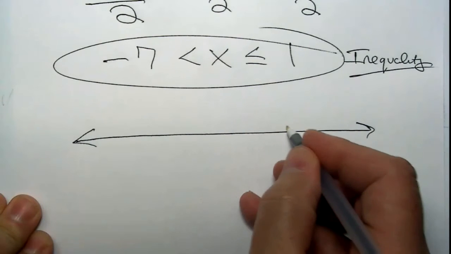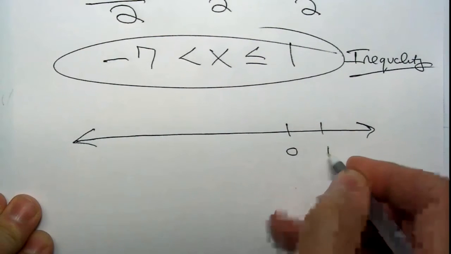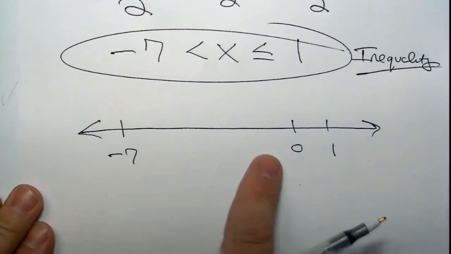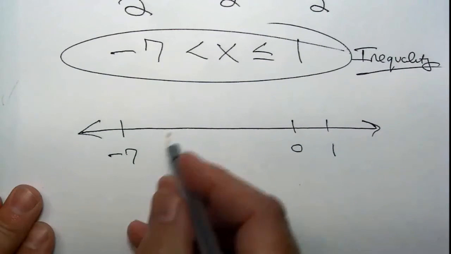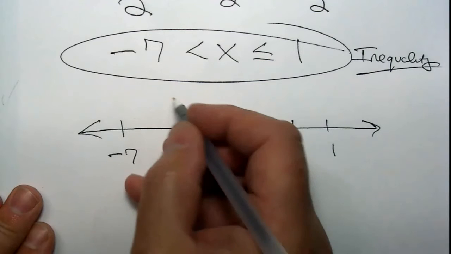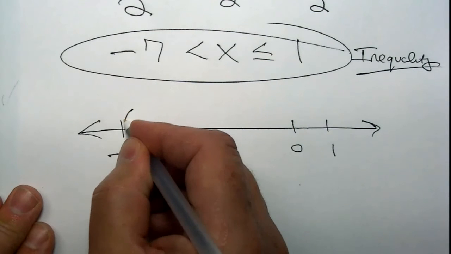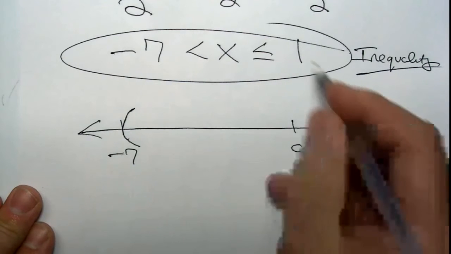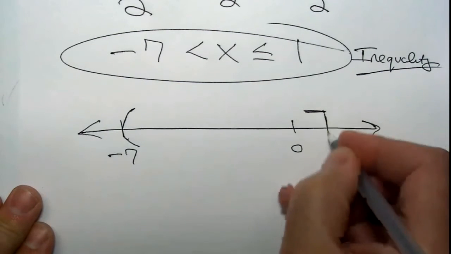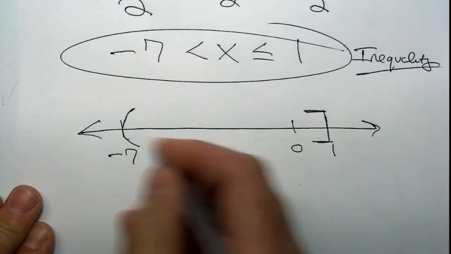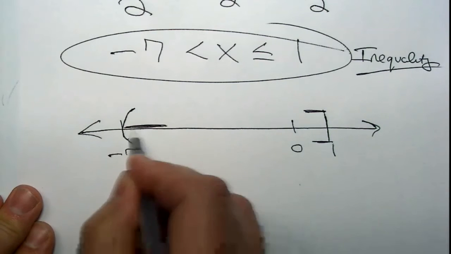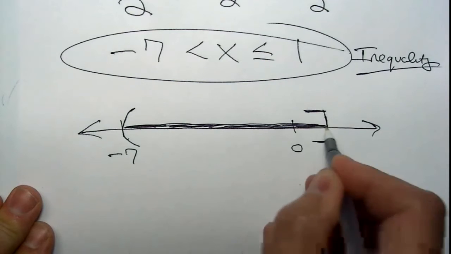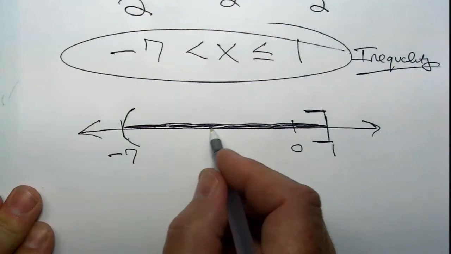So if we put 0, let's say over here, we'll put 1 over here. Minus 7 would be way over here. And it's not really required that we go and label the rest of it in here, although we certainly could. Now, the minus 7 is not included in the solution set. And to represent that, I want you to use a soft edge, a parenthesis. The 1 is included. I want you to use a hard edge, which is a bracket. And then I want you to bold up everything in between. These are the numbers we're talking about, okay?